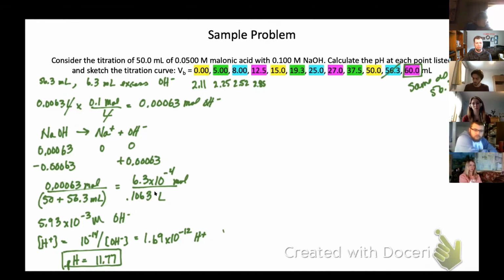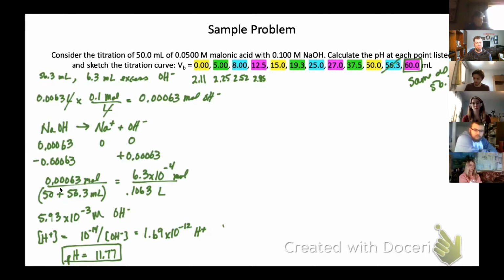Other notable change is, of course, that this here has to become 60 milliliters so that the total volume, instead of 0.1063, becomes 0.110. But those are the only changes. What was the pH for 60 milliliters? We got a pH of 11.95. There you go. Just a little bit different.